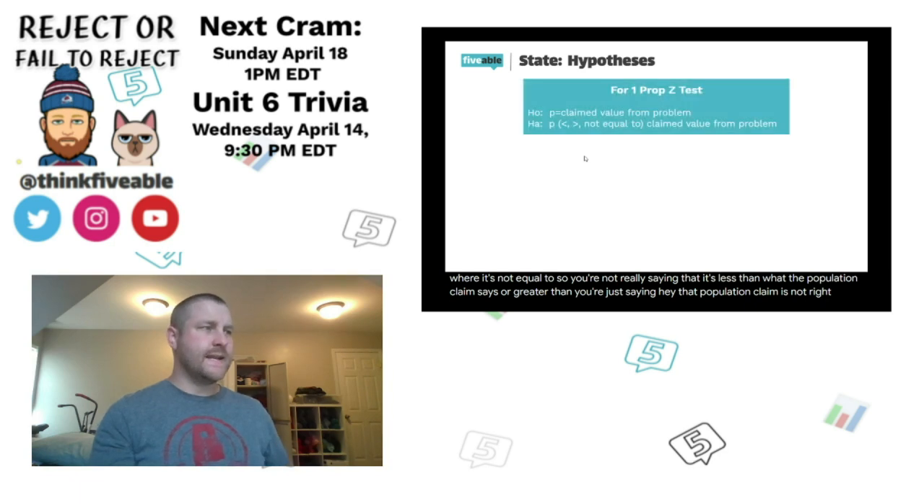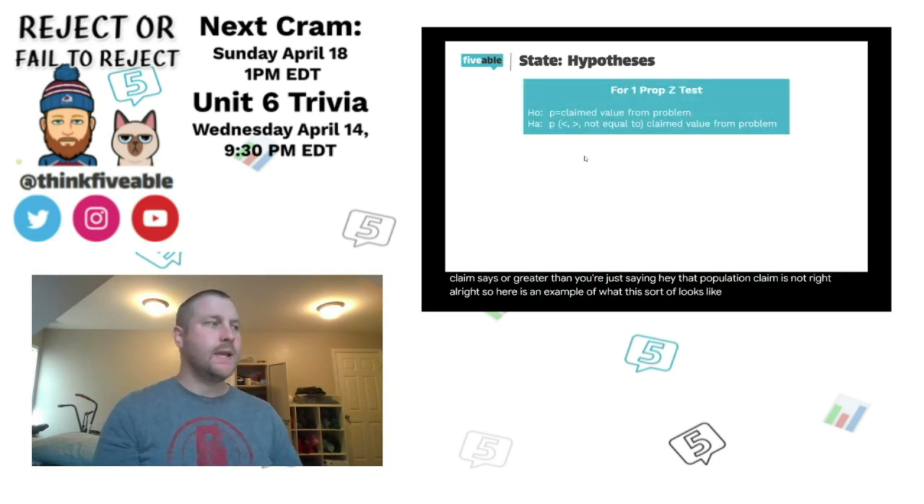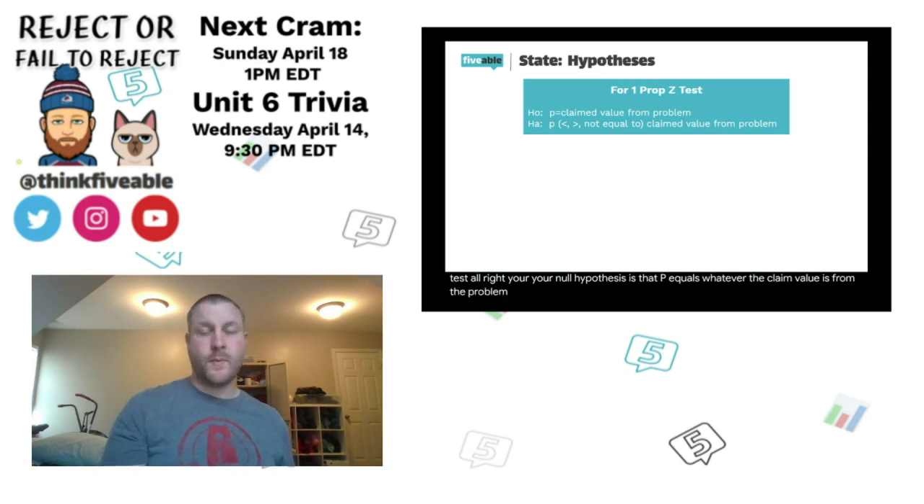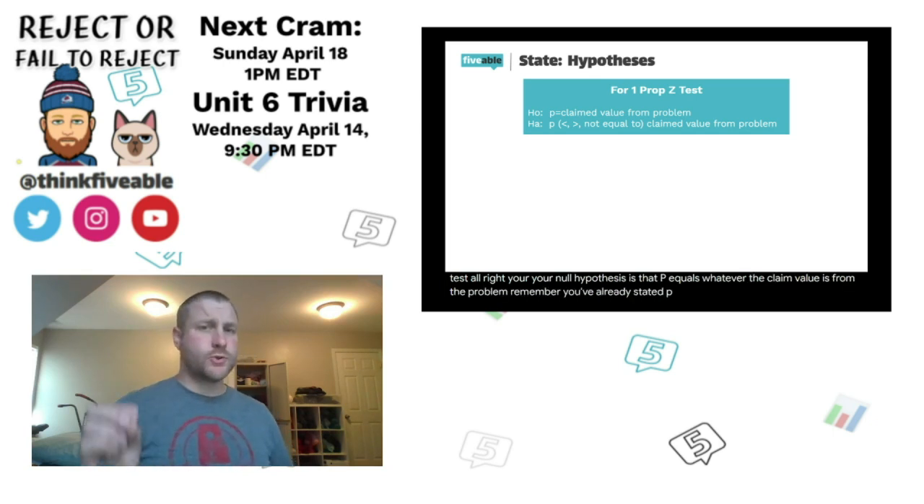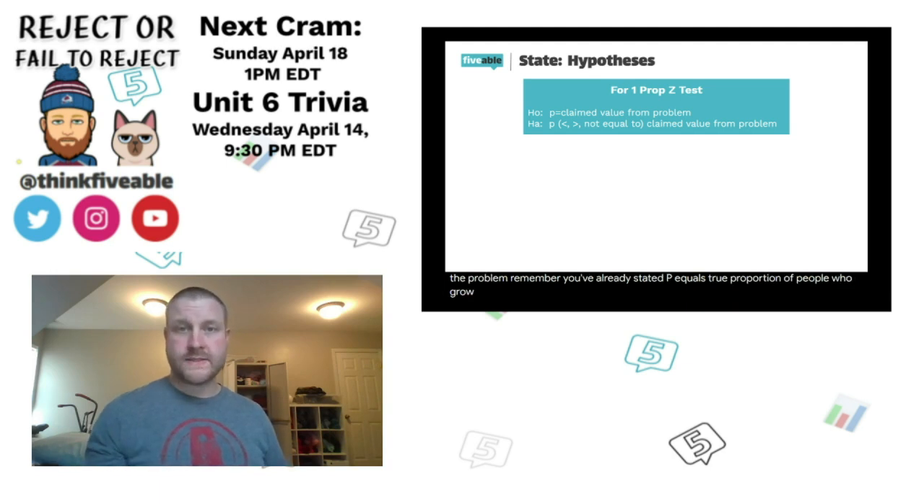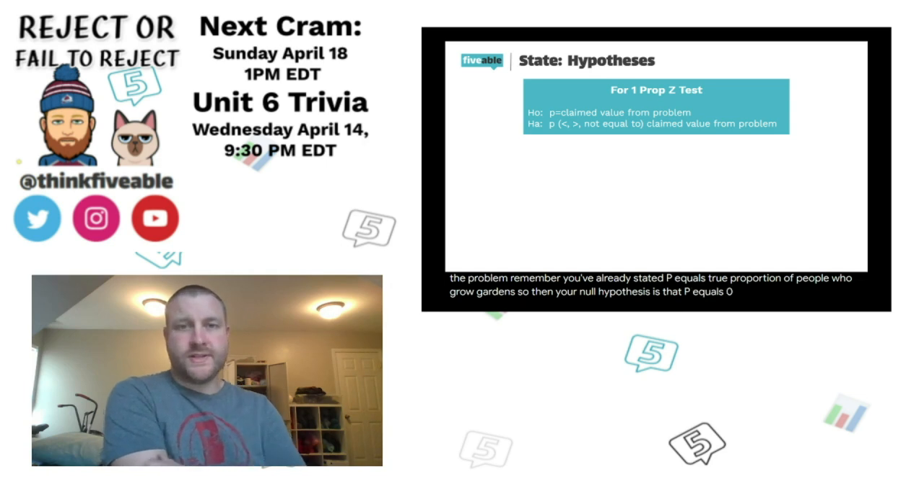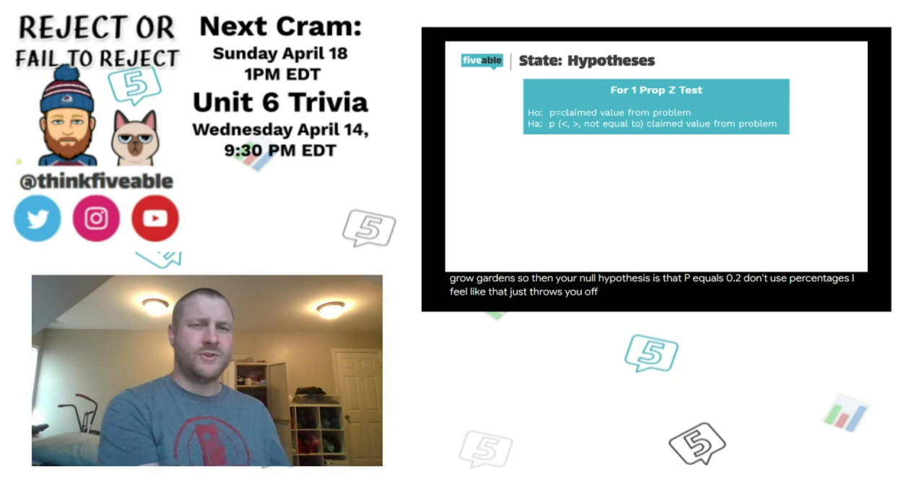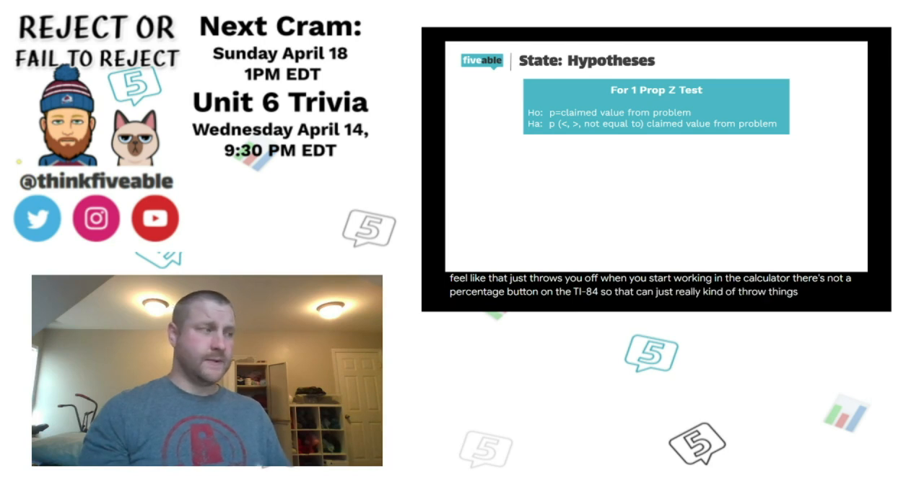All right, so here is an example of what this sort of looks like. If you were doing a one prop z-test, your null hypothesis is that P equals whatever the claim value is from the problem. Remember, you've already stated P equals true proportion of people who grow gardens. So then your null hypothesis is that P equals 0.2. Don't use percentages. I feel like that just throws you off when you start working in the calculator. There's not a percentage button on the TI-84, so that can really throw things off.